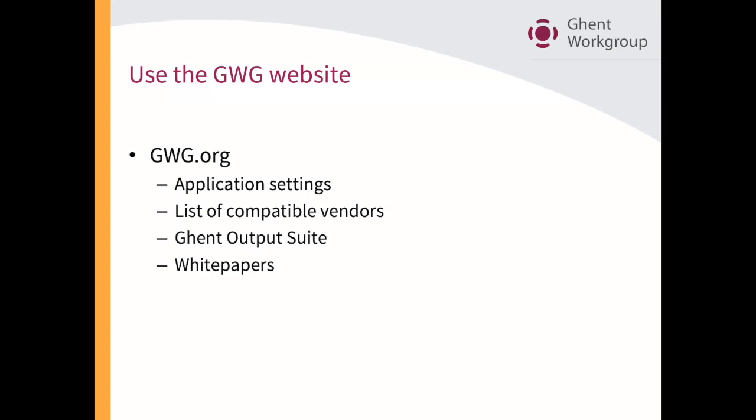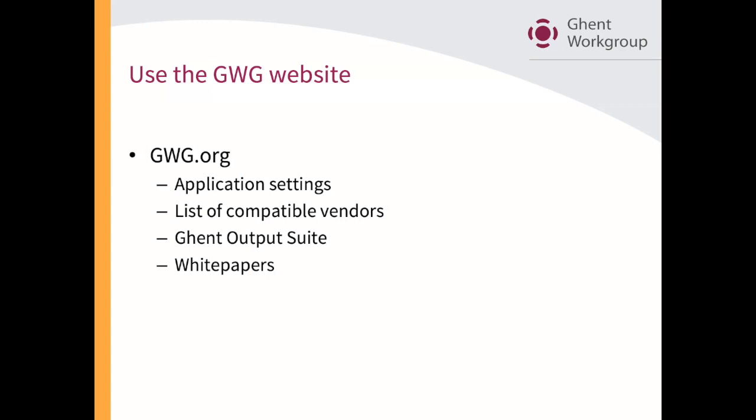Even better, the Ghent Working Group has a program where you can use the Ghent Output Suite, perhaps with some training from a local provider, and then you can get a stamp of approval that says that you as a printer are capable of outputting modern PDF documents in the way that the designer has intended them. So information about that can also be found there.